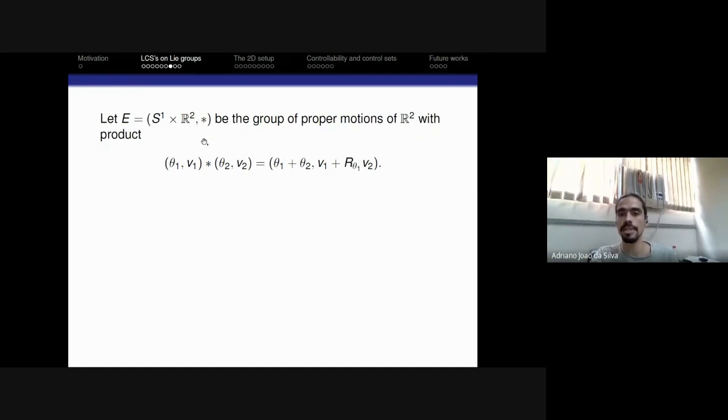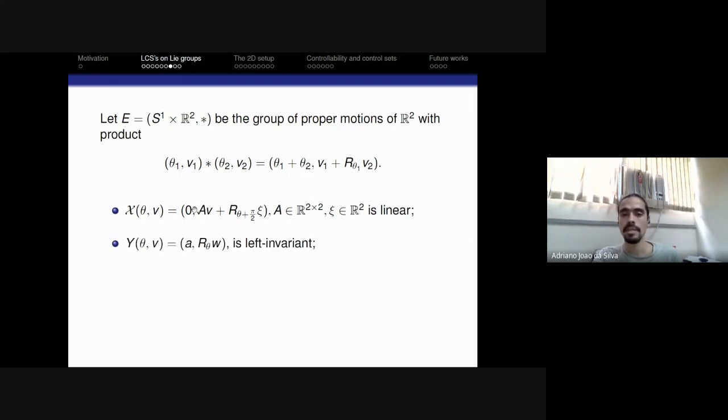You get this kind of operation here where R theta here is just the rotation counterclockwise by the angle theta. And then you can also explicitly give the linear vector field. So an expression for the linear vector field is this one. And the left invariant also has this expression here. Basically, the first component is free. You just rotate the second one. And this A and W here are the values that you get when you apply Y at the identity element here. Okay. So you have a general expression for this kind of system also.